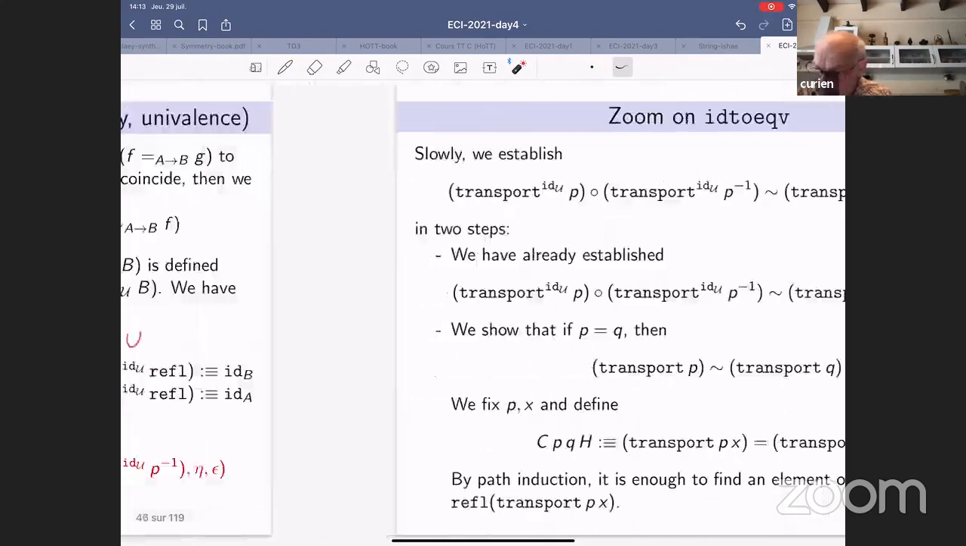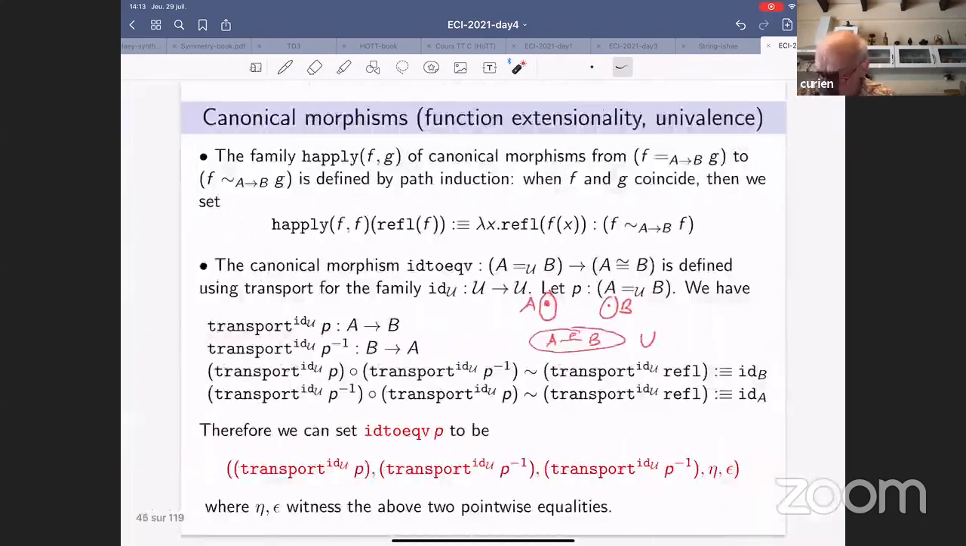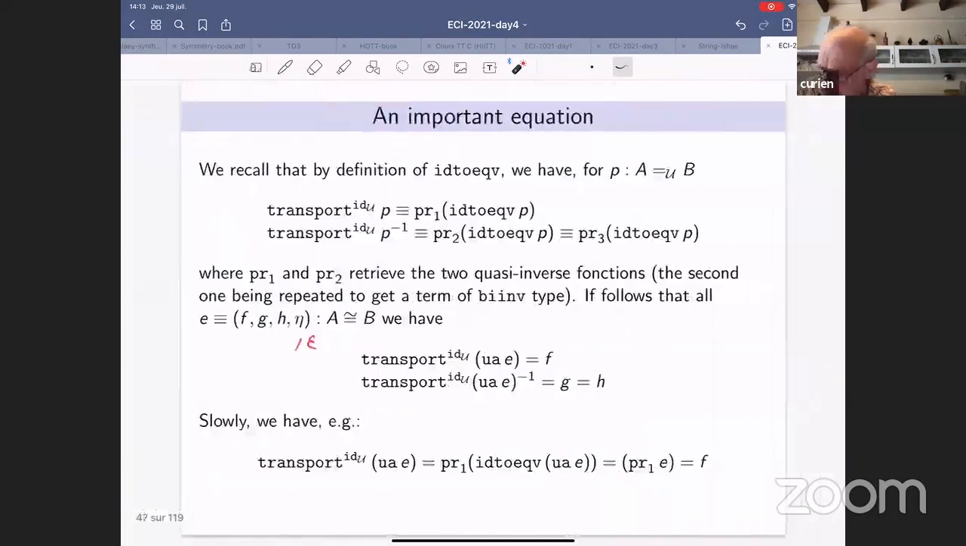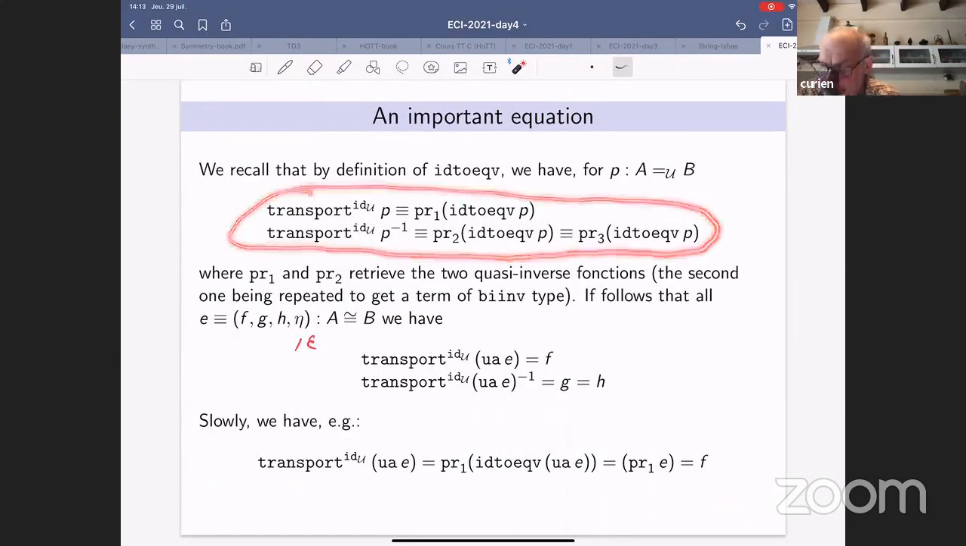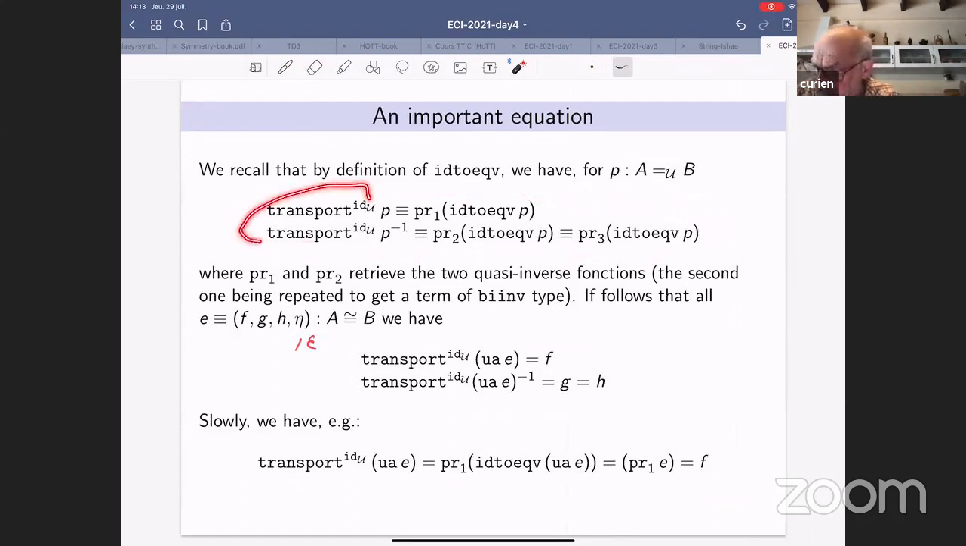just an immediate consequence of the definition of idtoeqv, which is here. So you see that the first component of idtoeqv p is transport idu p. The second component is transport idu p minus 1. Okay, so this is written here. By the very definition of transport, by the very definition of idtoeqv, these definitional equations hold.